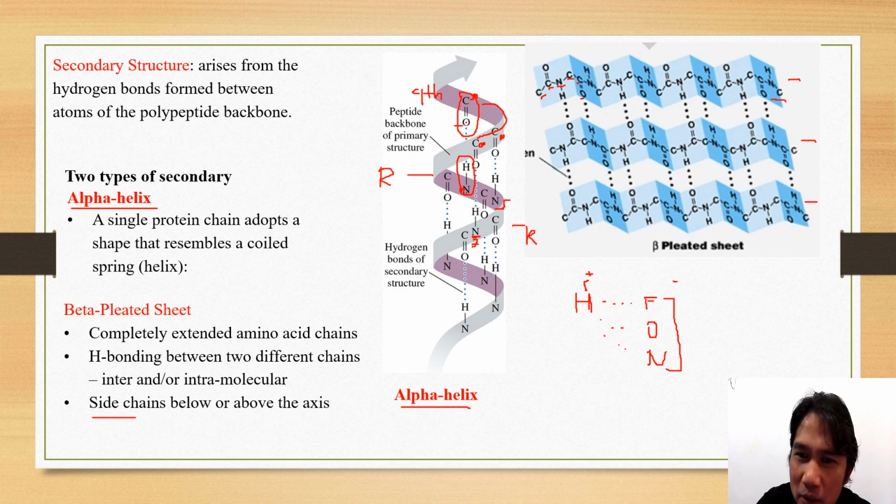In the beta pleated sheet, the R groups are either below or above the axis. So in other words, the R groups in secondary structure do not participate in the formation of the structure. It's only the hydrogen bonds between atoms in the backbone that maintain the structure.